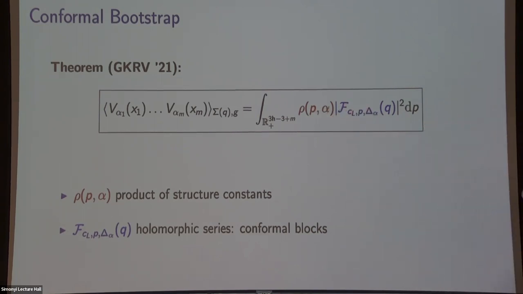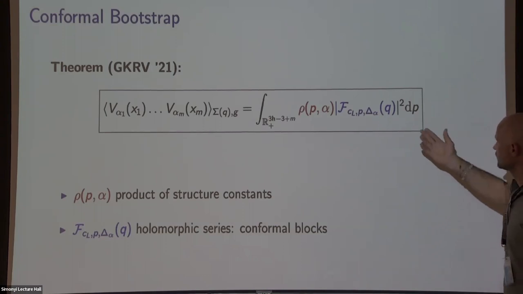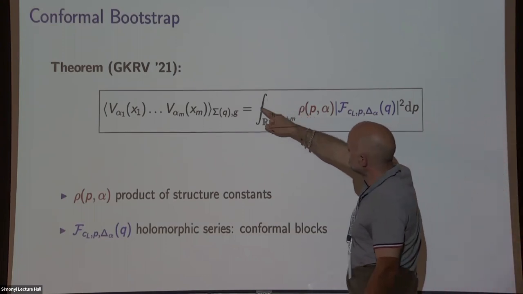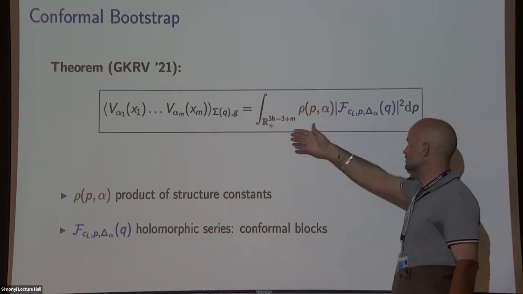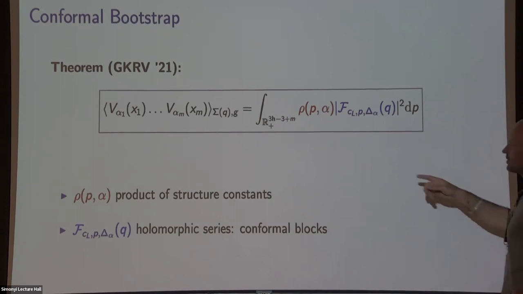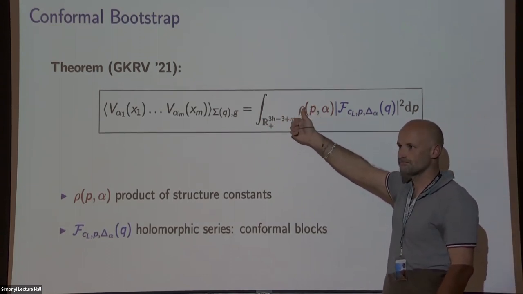That's the bootstrap, and this is how BPZ proceeded to find the minimal models. Why minimal models? Because this integral is very bad if you want to determine the constraints. You have a lot of constraints, but in some cases, for some CFTs, instead of having an integral, you have a finite sum.